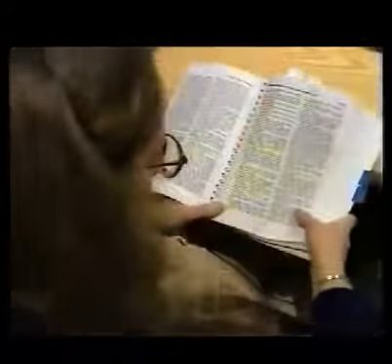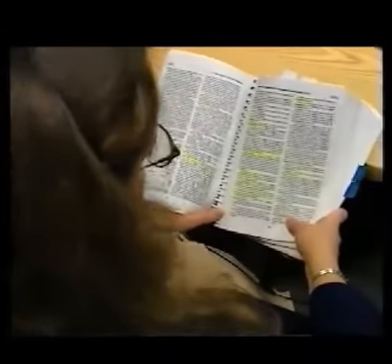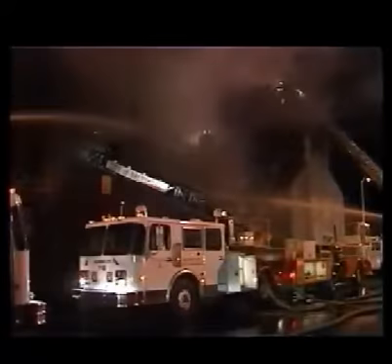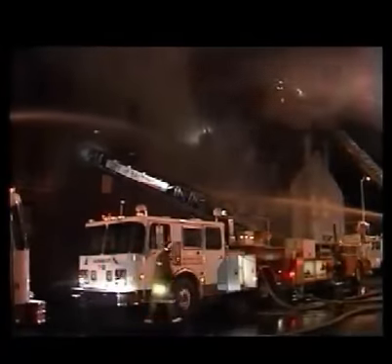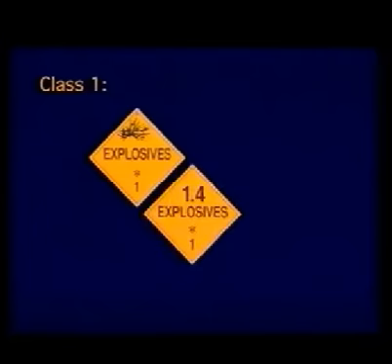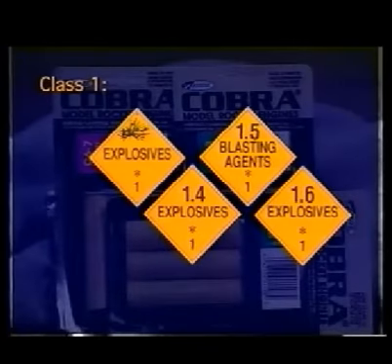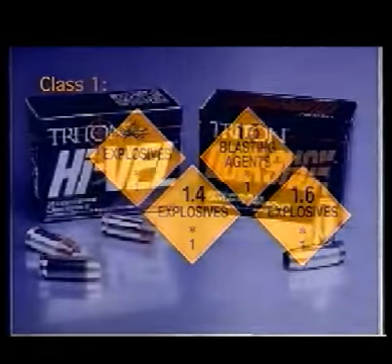DOT regulations define 9 hazard classes of materials which are capable of posing an unreasonable risk to health, safety, and property when transported in commerce. Each hazardous material is assigned to one or more of these classes. Class 1, explosives. Explosives include chemical devices, compounds, and mixtures that function by explosion, that is, an extremely rapid release of gas and heat. Explosives include products such as model rocket engines, fireworks, small arms ammunition, and dynamite.